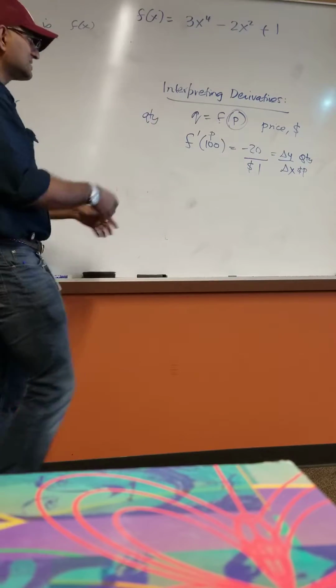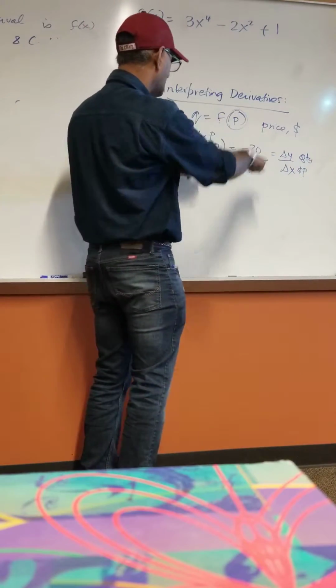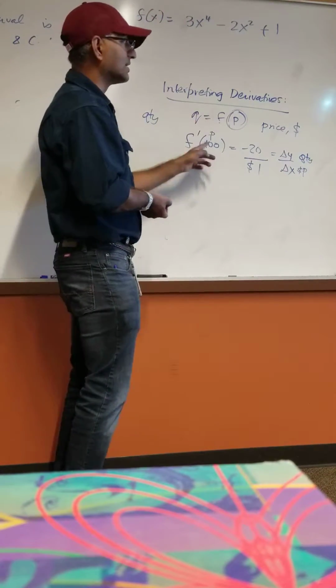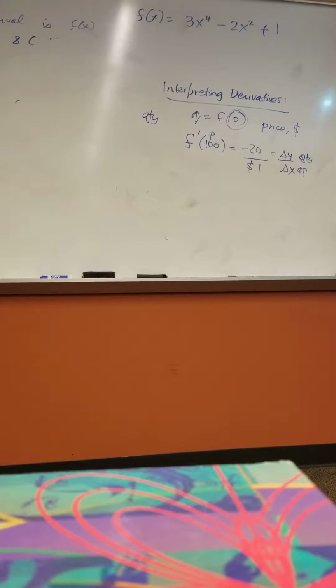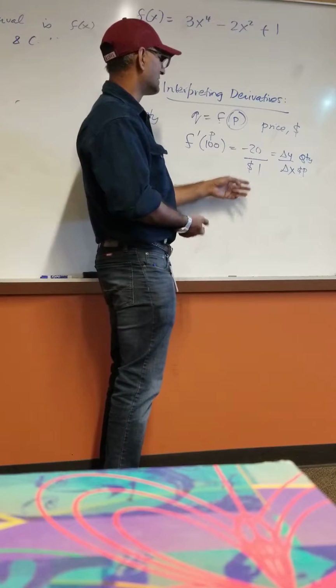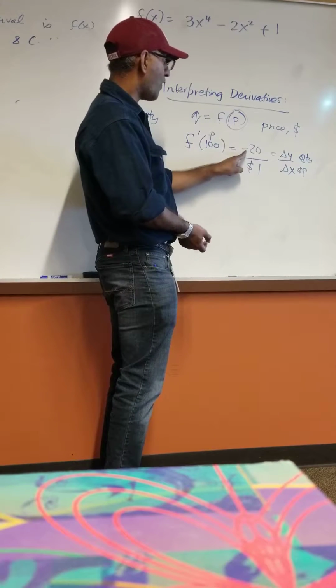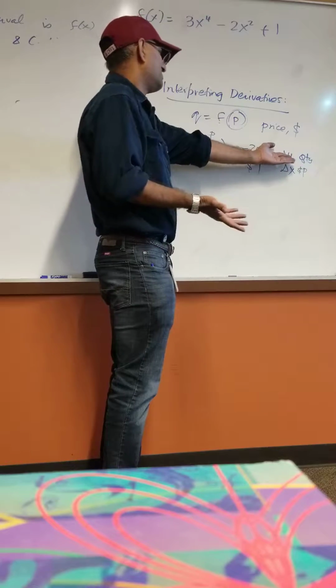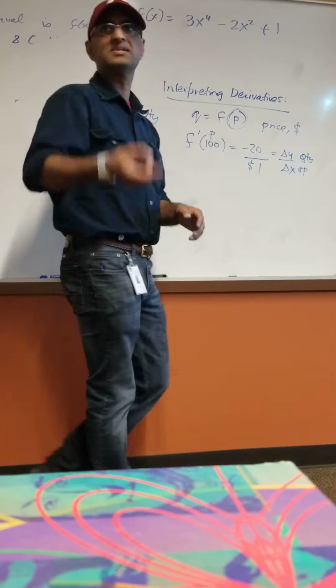I'm just going left to right. Please identify, read the question to see what they stand for. It indicates that when the price of the item is $100, specify units. You get points for the units. The amount sold, the quantity sold, the number of items sold is falling at the rate of 20 units, quantity, per dollar. Yes?